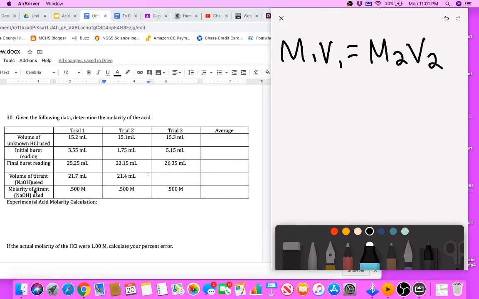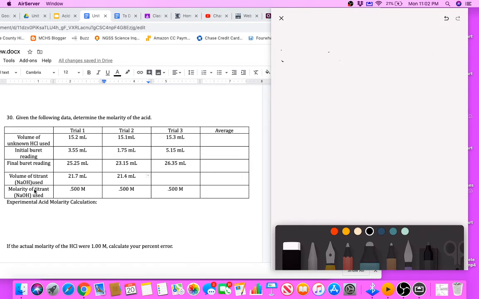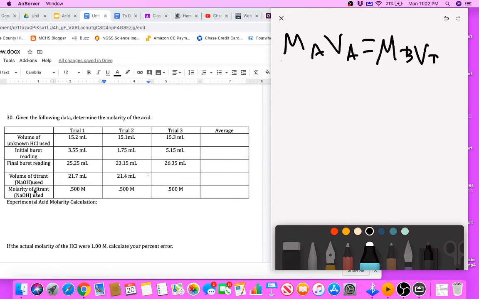And again, instead of using M1V1 and M2V2 here, it's the same equation, but you can say the molarity of the acid times the volume of the acid is equal to the molarity of the base times the volume of the base. Okay, so again, you've got acid and base. It's the same equation that we were using in the dilution problems. The only difference here is we're doing a titration. So instead of having solution 1 and solution 2, which you could still say you have, we have an acid and a base. So this makes it a little bit more clear.